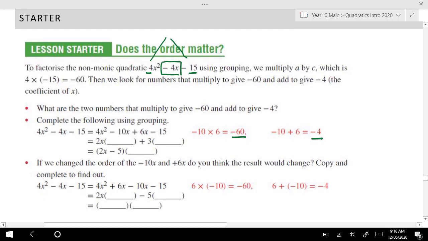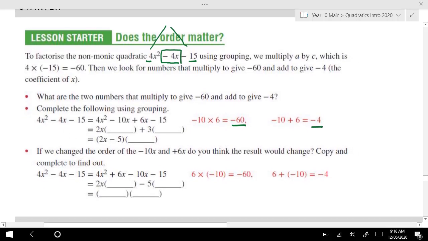So let me talk you through the process. What we're actually doing is splitting this term up into two terms so that we can use grouping. You can only use grouping when you've got four terms. When we find those two magical numbers, in this case, minus 10 times 6 is minus 60, and minus 10 plus 6 is negative 4. So we've found our two numbers. Now we break up this minus 4x into minus 10x plus 6x. As you can see, nothing's changed. That's still going to be minus 4x. But now we've done that, we can do grouping.